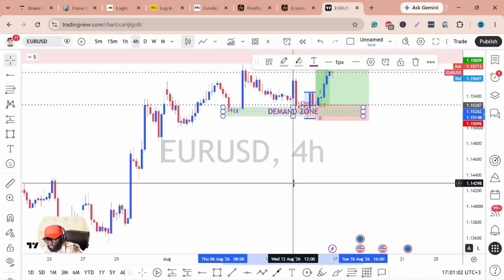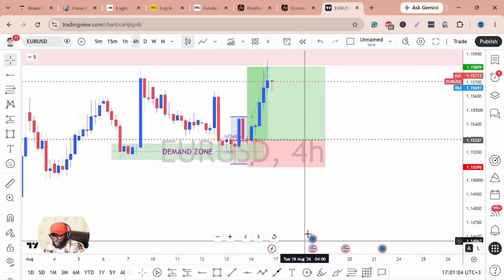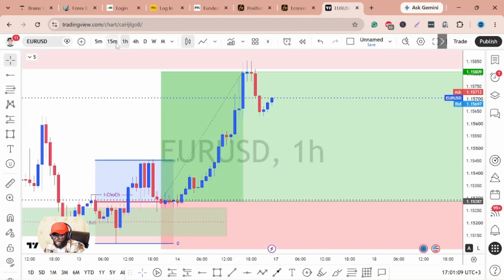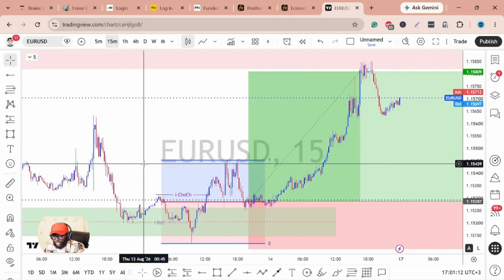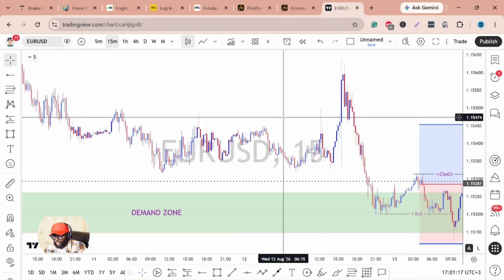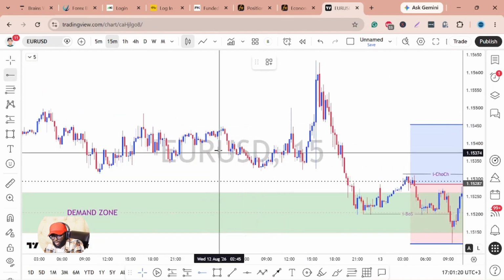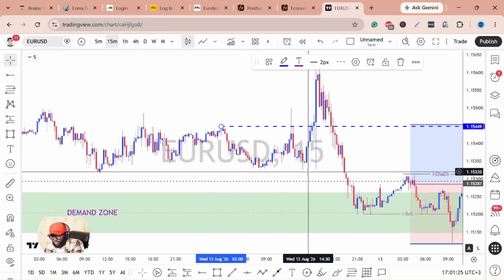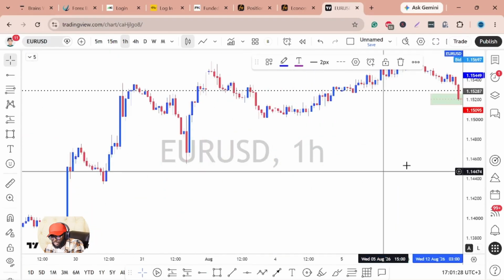We had some beautiful 4-hour demand zone over here. Price had not gotten there on Wednesday when the CPI was happening. So my assumption was that maybe price is not ready to push down there, and me and my team were already in a position on Euro USD, sorry, once, I think it was around 4 p.m., based off the 1 hour.